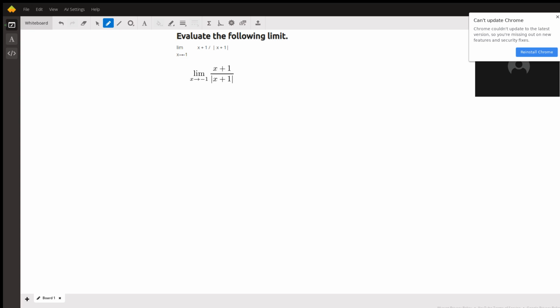And the calculus problem is the limit as x goes to -1 of this value. So x plus 1 over the quantity of the absolute value of x plus 1.